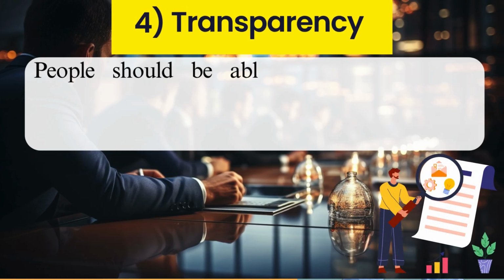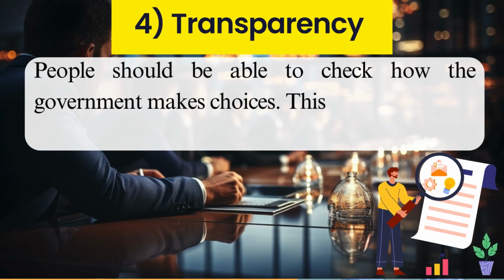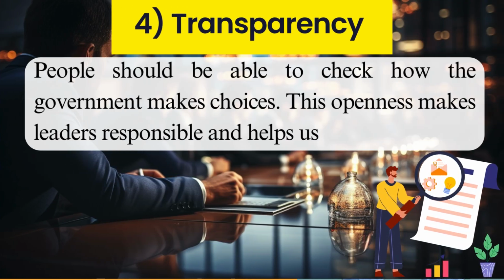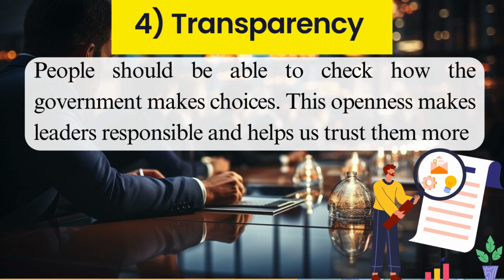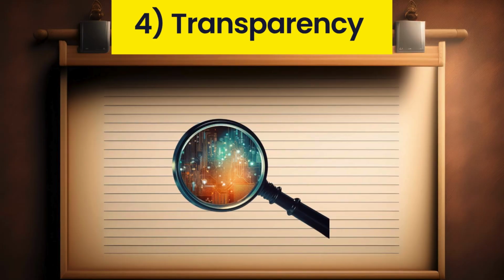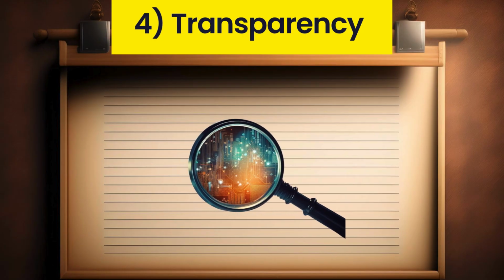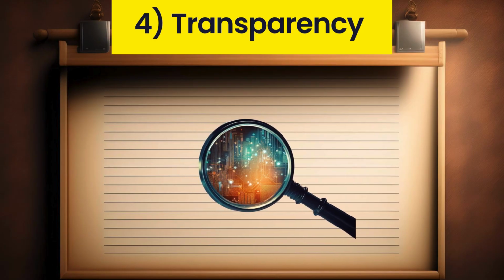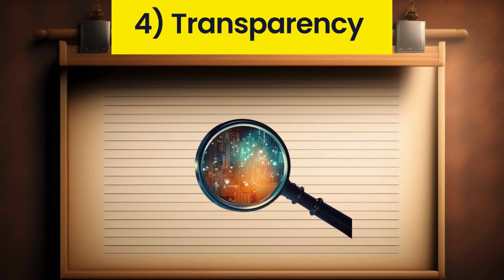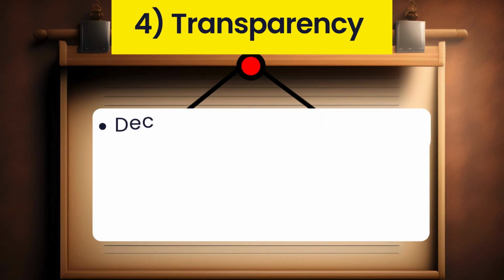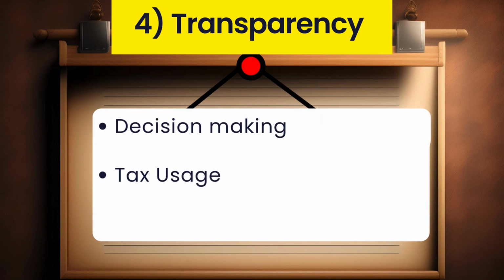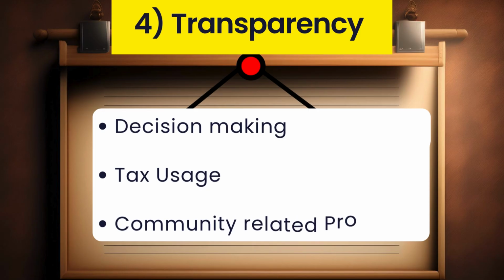Transparency. People should be able to check how the government makes choices. This openness makes leaders responsible and helps us trust them more. Think of a school notice board. Just like the notice board keeps everyone informed about school activities, a democratic government should be transparent. This means sharing information about how decisions are made, how taxes are spent, and any important issues affecting the community, like a new park being built or a decision on school holidays.